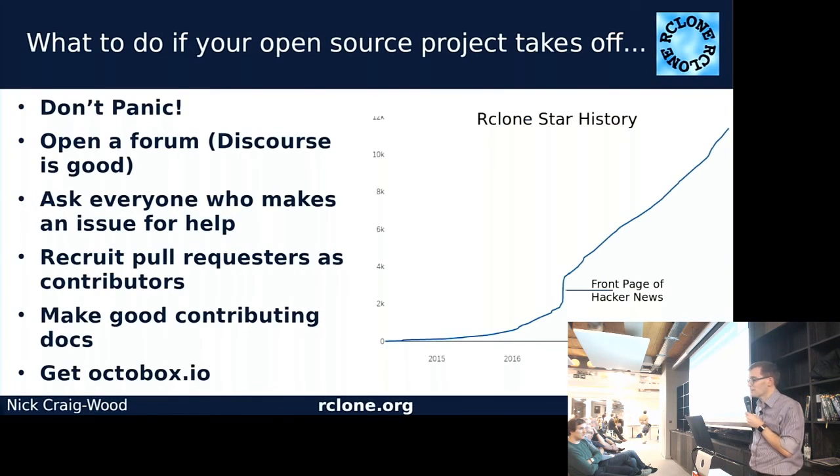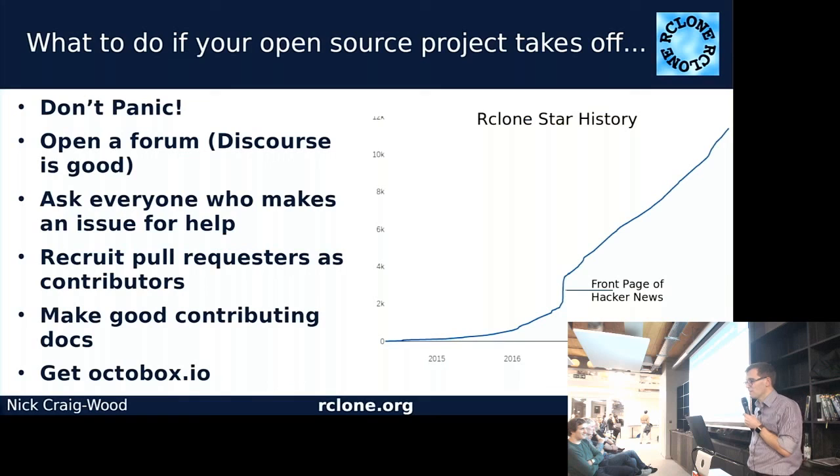Oh yeah, write lots of docs, contributing docs, so on and so forth. On the right there, you can see Rclone's star history. You can see in the middle of 2016, it went on the front page of Hacker News, and see what happened to the star chart graph. So yeah, if you've got a project you want to make popular, get it on the front page of Hacker News. I have no idea how you do that. I have no idea who posted it, but anyway.